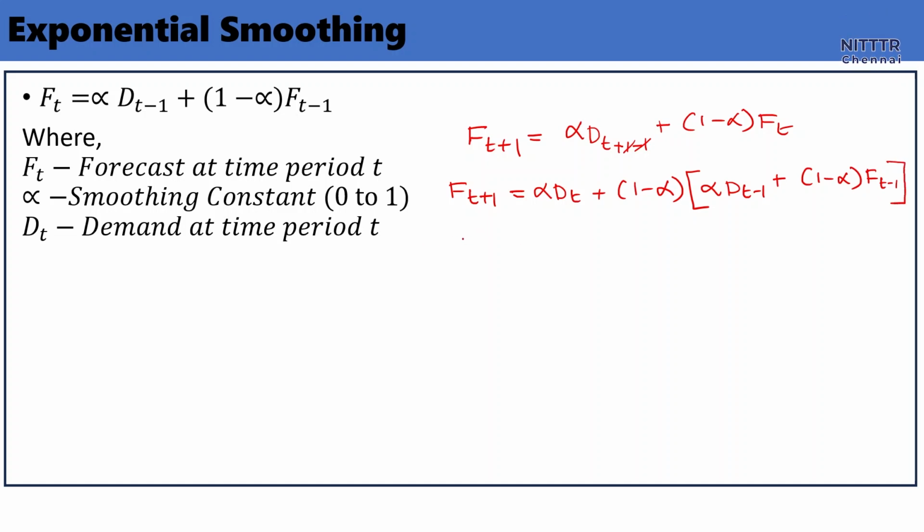So, if we rewrite this, it will be alpha dt plus alpha into 1 minus alpha dt minus 1 plus 1 minus alpha whole squared into f t minus 1. So, you can see that this is alpha into dt, this is alpha into 1 minus alpha into dt minus 1. So, we are taking all the previous data and we are also taking the forecast.